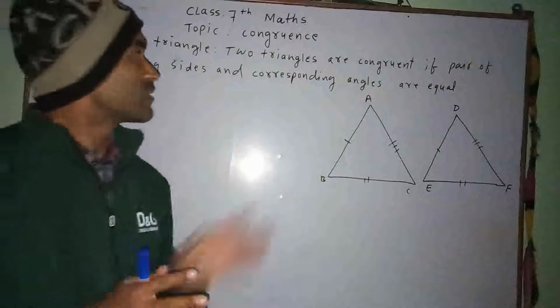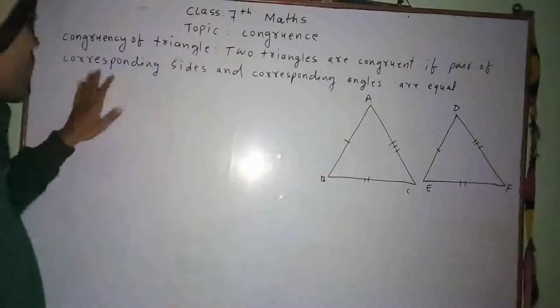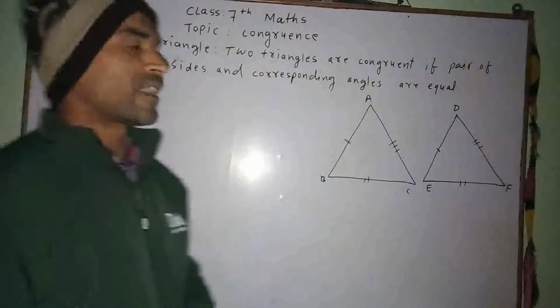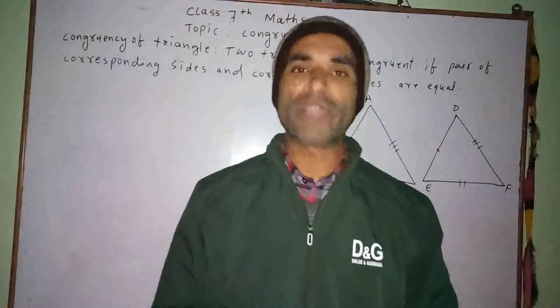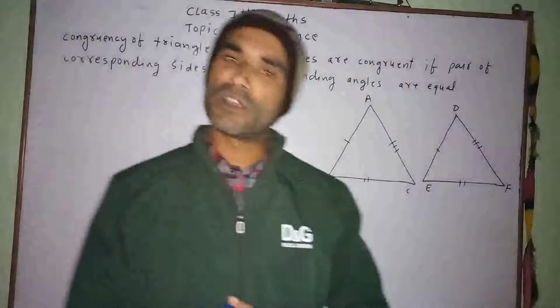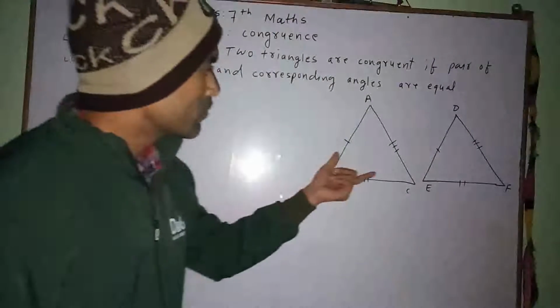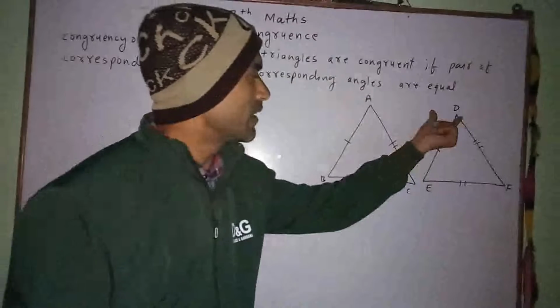Two triangles are congruent if pairs of corresponding sides and corresponding angles are equal. So two triangles are said to be congruent if their corresponding angles as well as their corresponding sides are equal to the other triangle. Here I have taken two triangles, triangle ABC and triangle DEF.